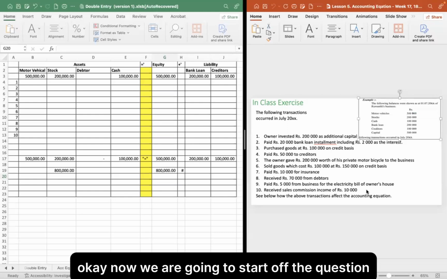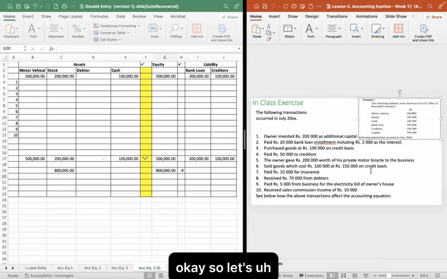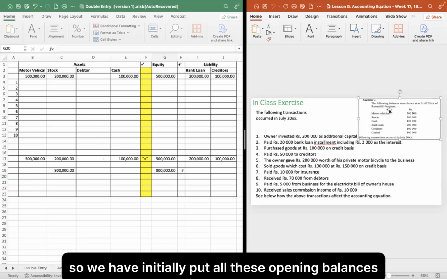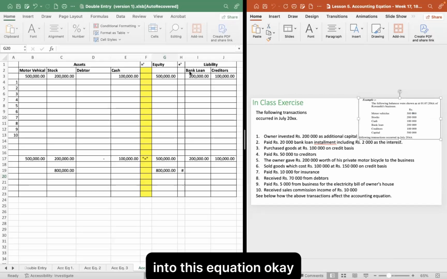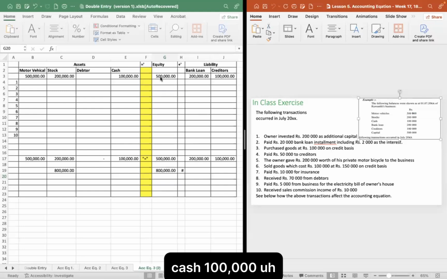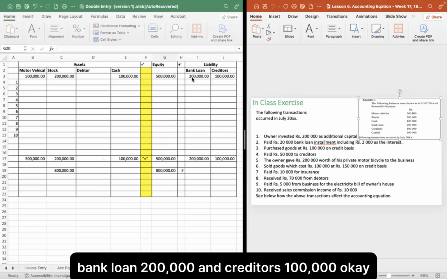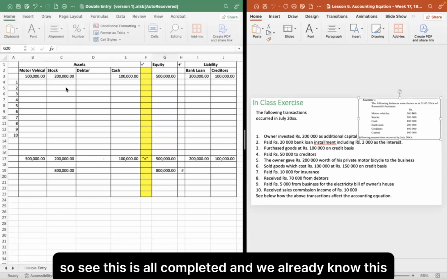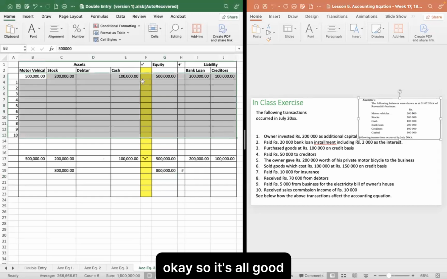Now we are going to start off the question. Initially we put all these opening balances into this equation. Motor vehicles 500,000, stocks 200,000, then cash 100,000, equity capital is 500,000, bank loan 200,000, and creditors 100,000. This is all completed and we already know this. So it's all good.